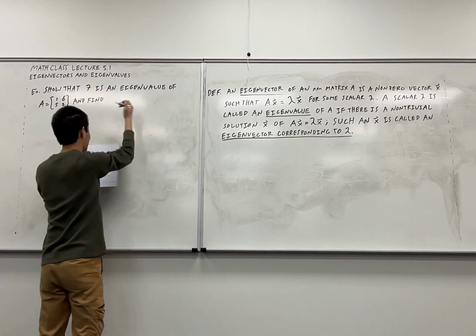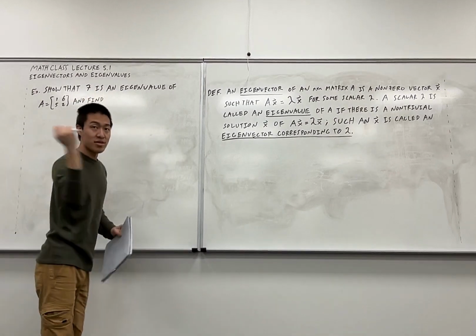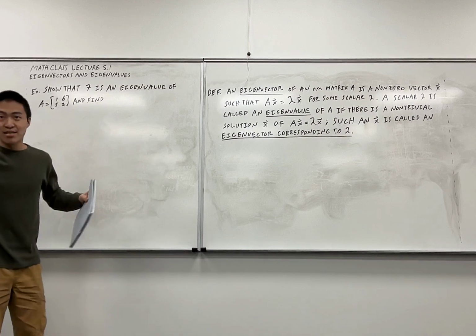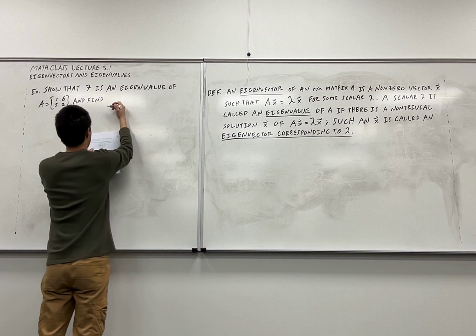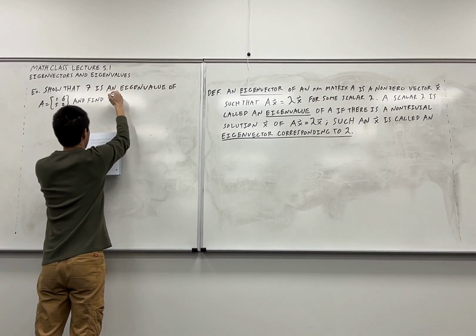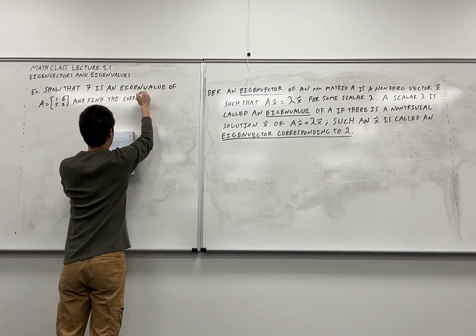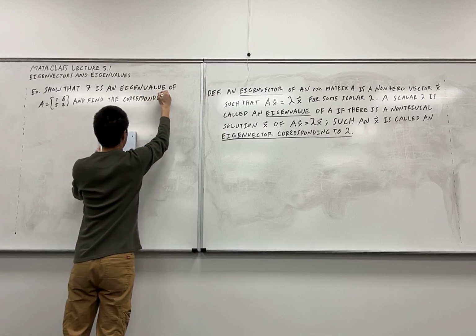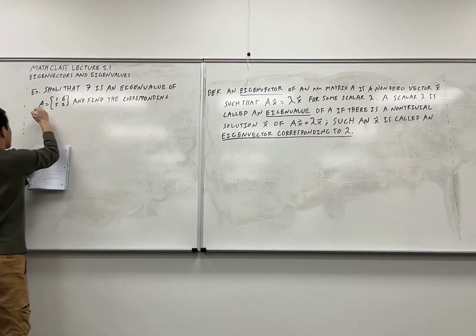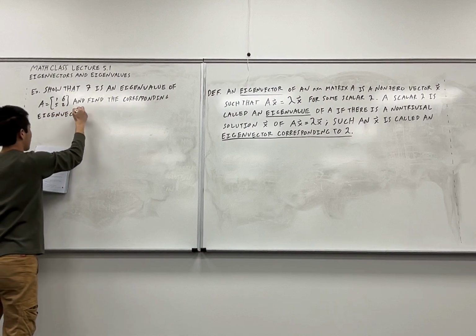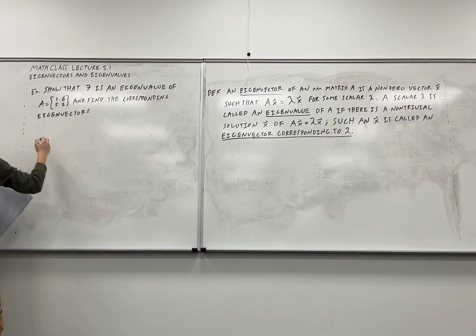the corresponding eigenvectors, right? An eigenvalue is always going to be accompanied by its eigenvectors. In a similar sense, if you have an eigenvector, it has some corresponding eigenvalue. Find the corresponding eigenvectors. Okay, so here's how we do that.